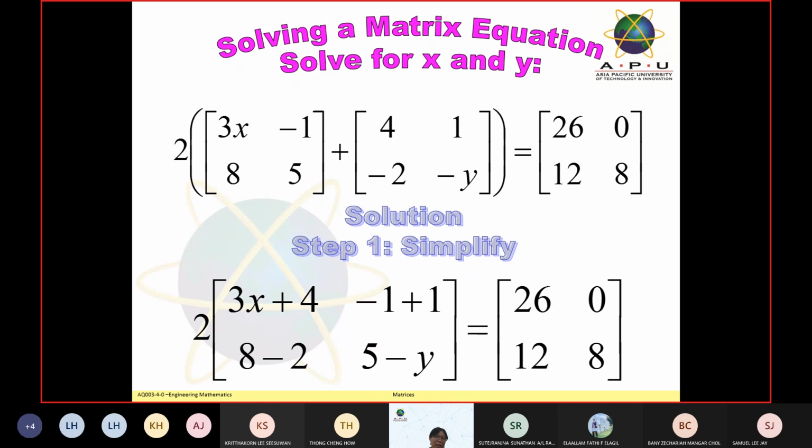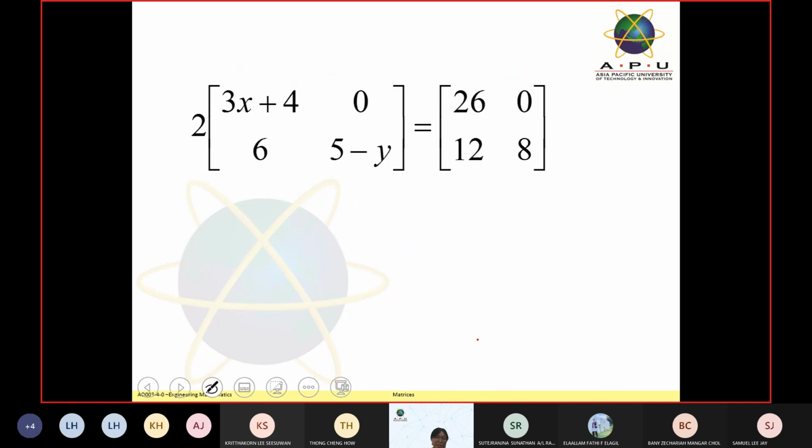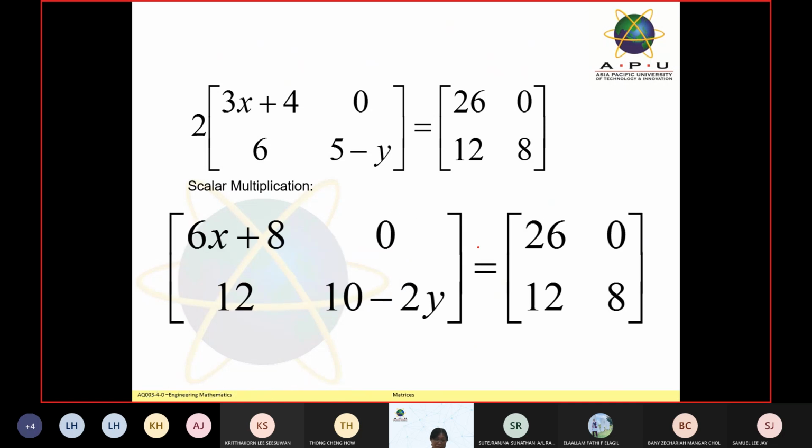So you can simplify it first by adding the two matrices. Adding these two matrices, you get 3x plus 4, then minus 1 plus 1, minus 2, 5 minus y. Then for the next part, we simplify it. Then scalar multiplication. This is what we get. Then next, we need to solve for x, right? So 6x plus 8 equals 26. And we get 10 minus 2y equals 8. So we need to solve this.